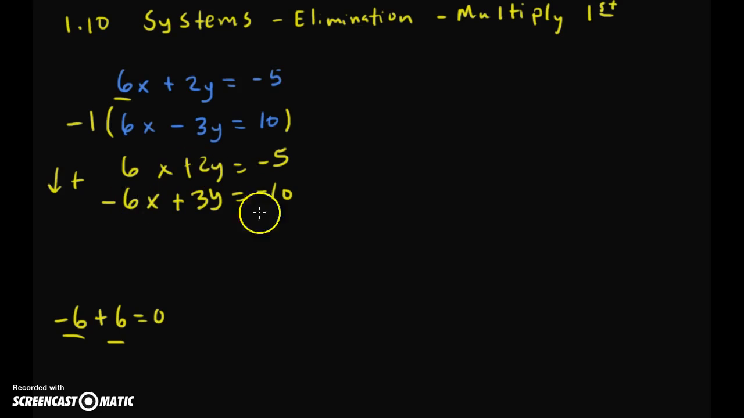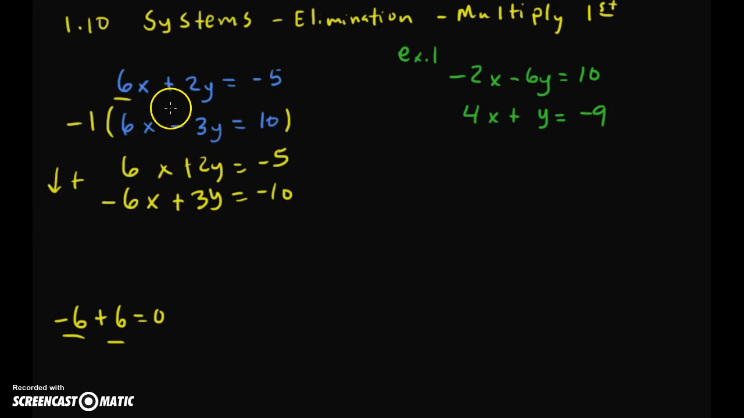This is exactly what we're going to do in today's lesson, except you're not going to be given numbers where all you have to do is multiply by -1 to create the opposite. If you look over here at example number 1, you can see that the numbers in front of x are -2 and 4, and the numbers in front of y are -6, and you can go ahead and put in a +1 in front of the y.